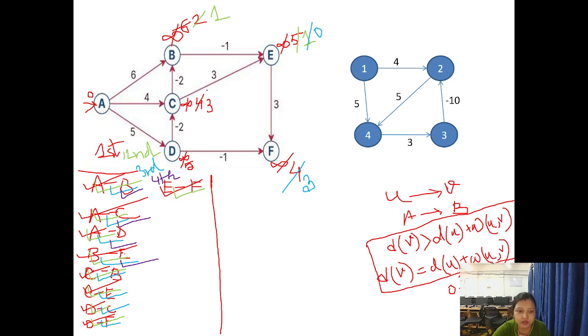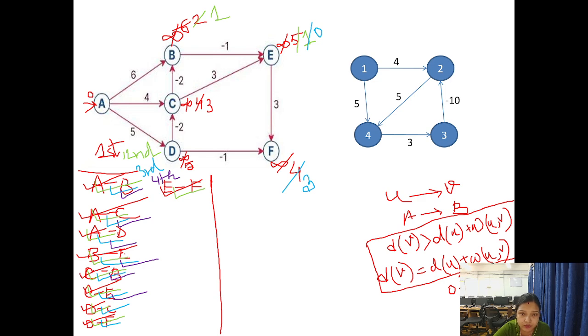Next is C to B. The distance of B is 1, and if we consider C as U, then it will be 3 plus minus 2, that is 1 only. So the same value, no updation required. Next is C to E. The distance of E is 0, the distance of C is 3 and the path cost is 3. So 3 plus 3 is 6. No need to change because 6 is obviously greater than 0. And then next is D to C.